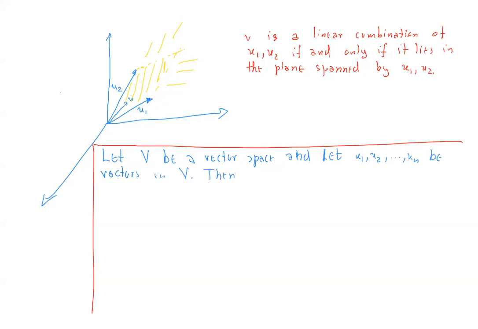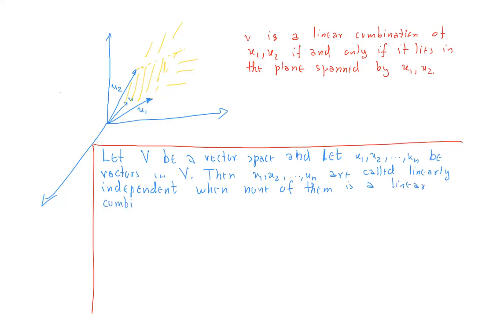Then u1, u2, up to un are called linearly independent when none of them is a linear combination of the remaining ones.